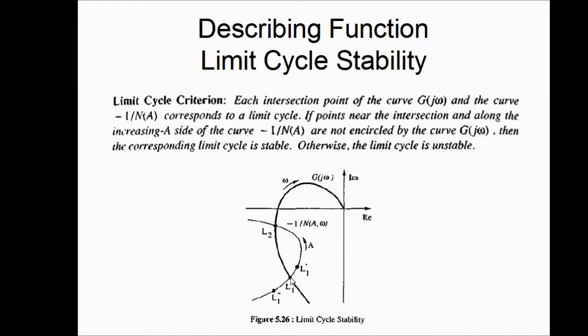So if I look at the L1 point, the points near the intersection and along the increasing a side of the curve, in this case, at the L1 point, are encircled by G(j omega). So this is an unstable limit cycle. If a limit cycle exists there, it's an unstable limit cycle. Here, at this point, this is the increasing a direction. It is not encircled by the G(j omega) curve. So if there's a limit cycle there, then it must be a stable limit cycle.